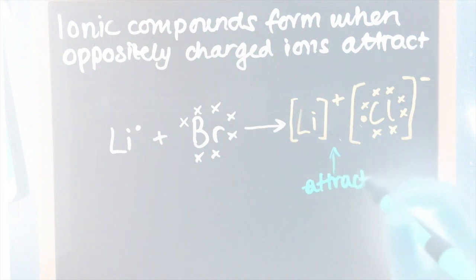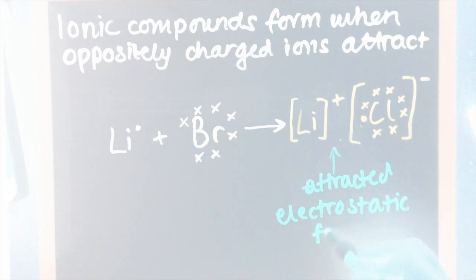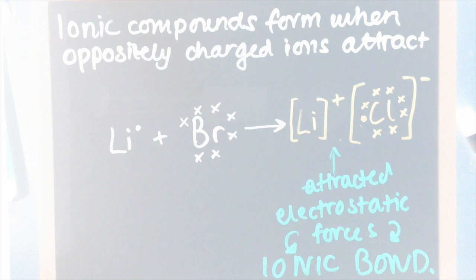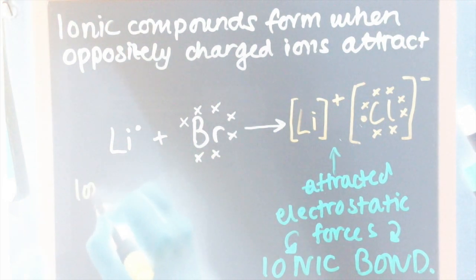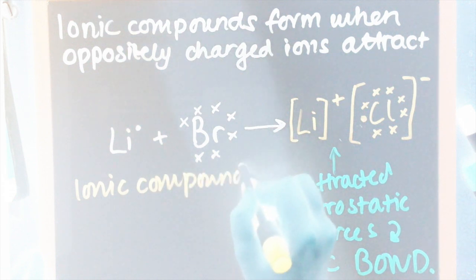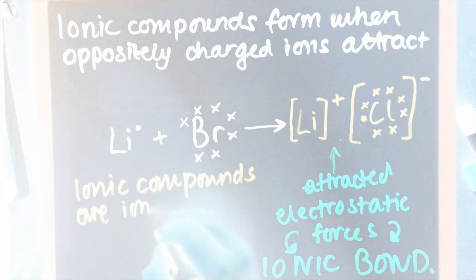And this produces a charged attraction between the two, called an electrostatic force, which pulls the two ions together. And you can label this an ionic bond, and we can say that compounds that show these characteristics are ionic compounds.